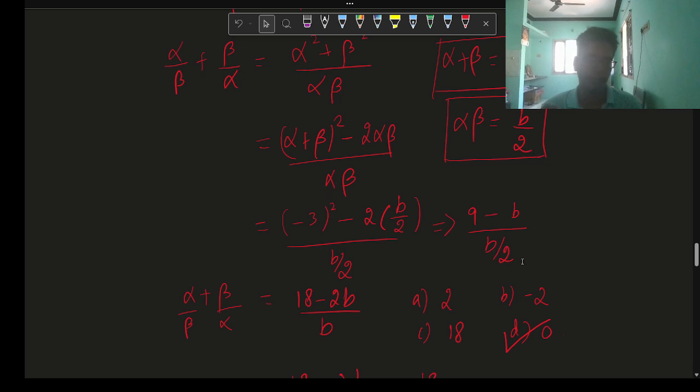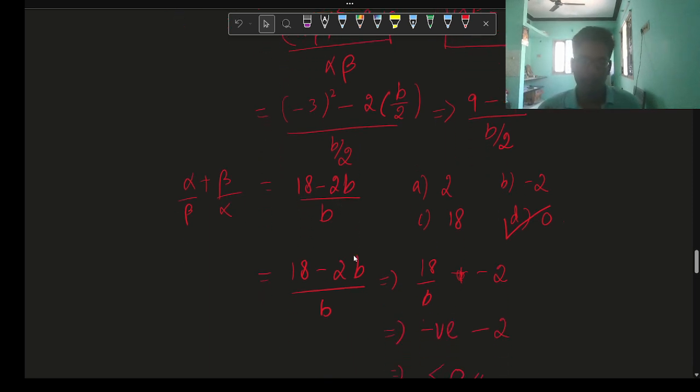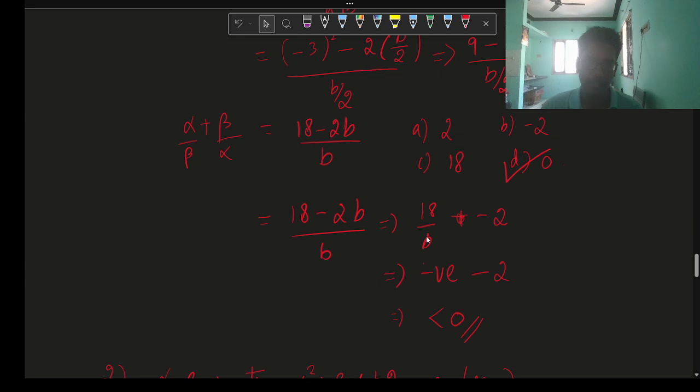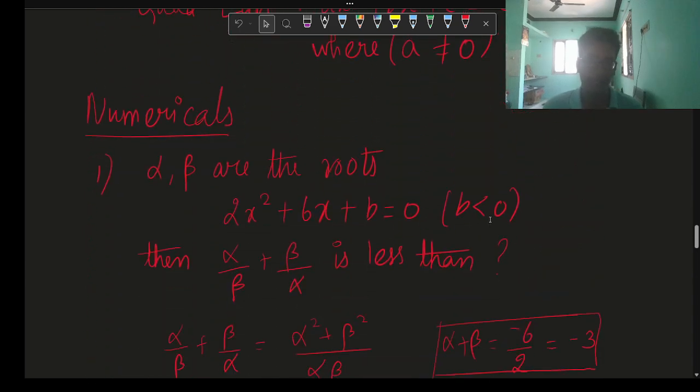So we would get b by 2, which means if I multiply this 2 to the numerator, I would get 18 minus 2b divided by b. So alpha divided by beta plus beta divided by alpha is equal to 18 minus 2b divided by b, which you can separate. So 18 minus 2b divided by b can be written as 18 divided by b minus 2b divided by b. So my 18 divided by b minus 2, and we saw b is less than 0, which means it's negative.